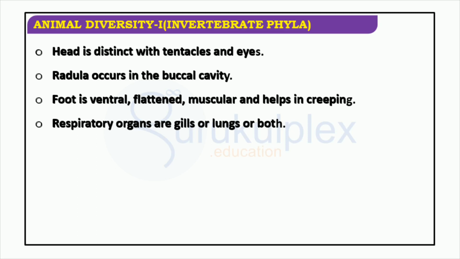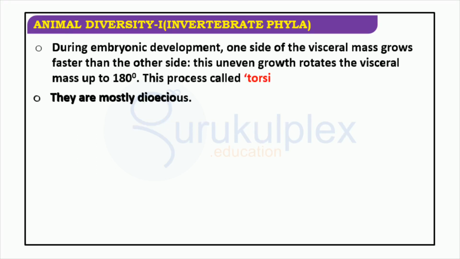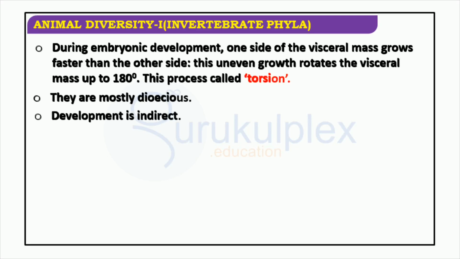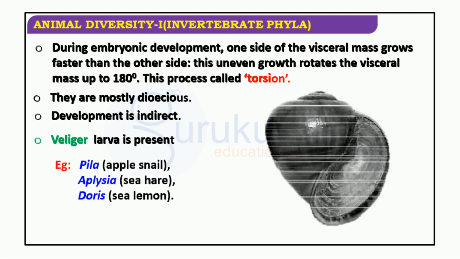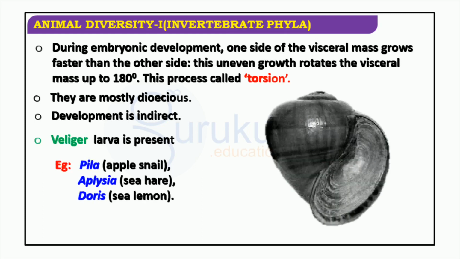Exploring the animal diversity of this phyla allows us to gain a better understanding of these creatures. Torsion is a phenomenon observed across several classes of invertebrates and plays an instrumental role in their growth and evolution. It is characterized by the unequal growth of one side of the visceral mass, leading it to rotate up to 180 degrees. Examples of species which feature torsion can be found such as the apple snail, sea hare and sea lemon.